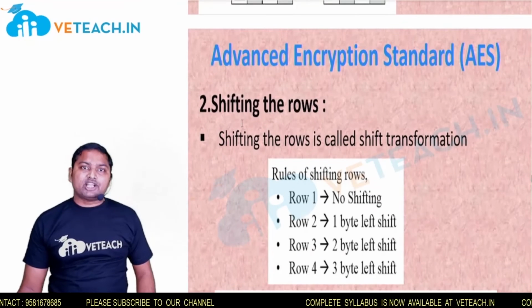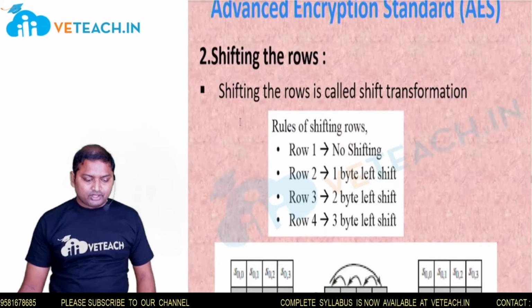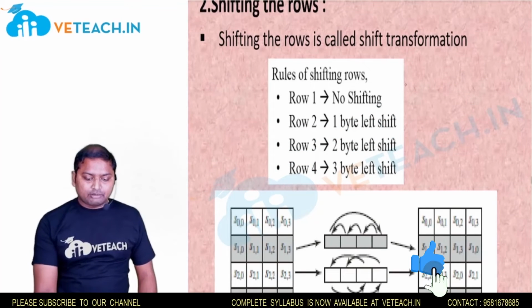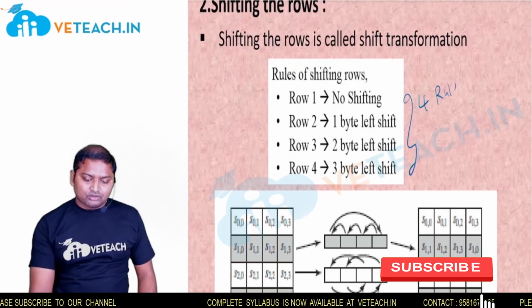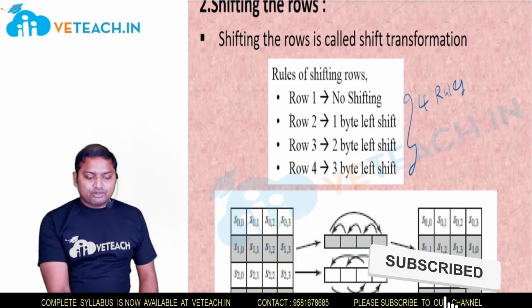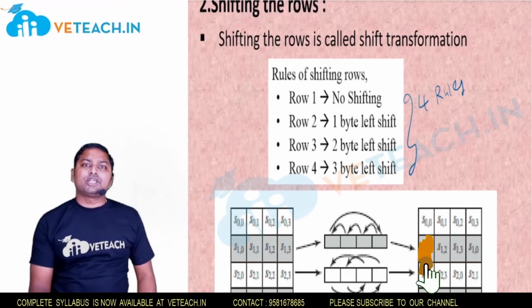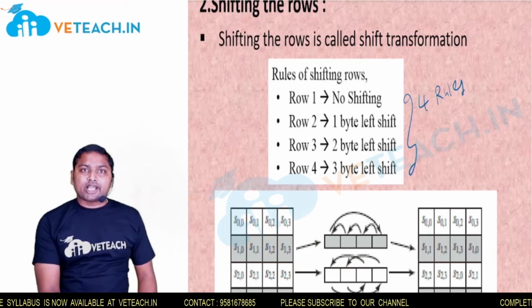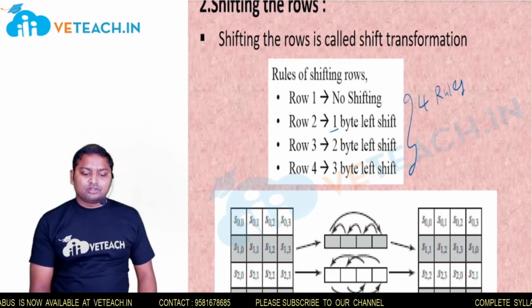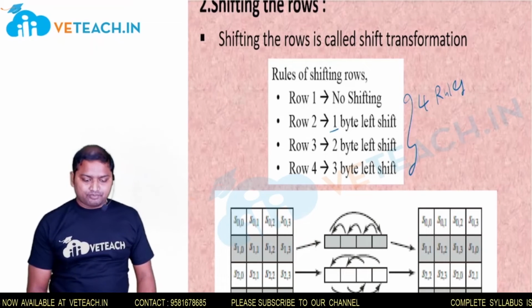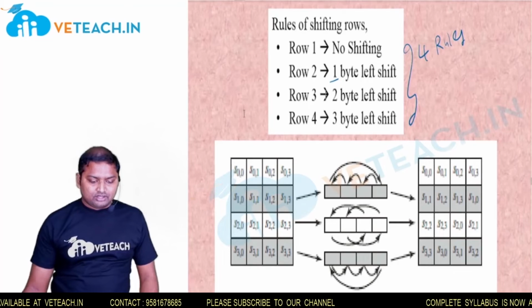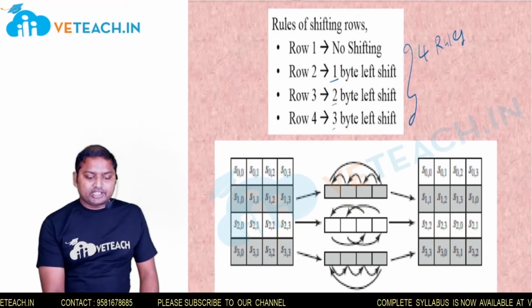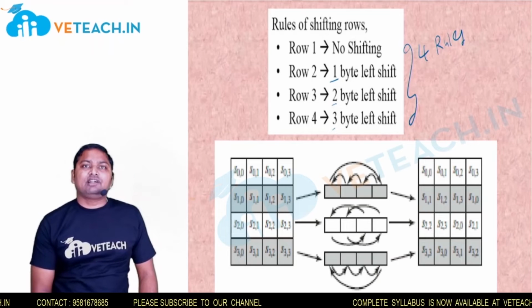Next, second step, shifting the rows. When you are performing shifting the rows, you should remember these 4 rules. What are the 4 rules? When you are taking the first row, there is no need of performing a shifting operation. When you are taking the second row, you should use 1 byte left shift. If it is row 3, 2 bytes shift, and if it is row 4, 3 bytes left shift.